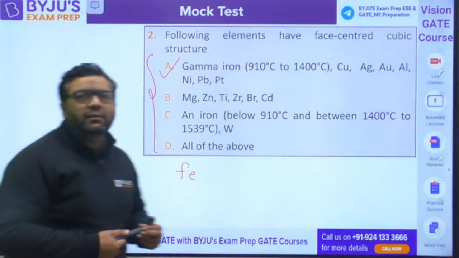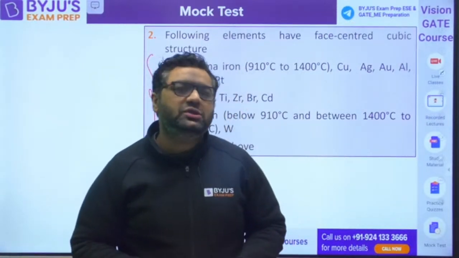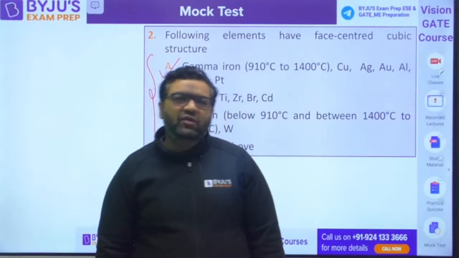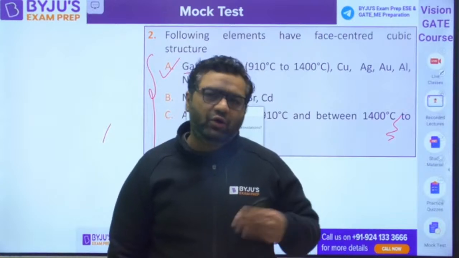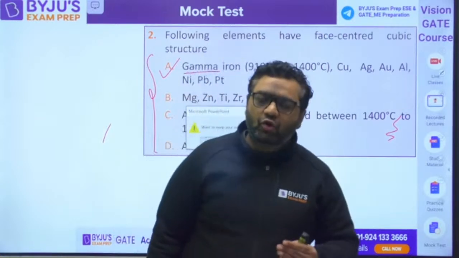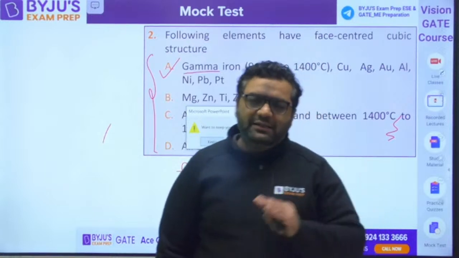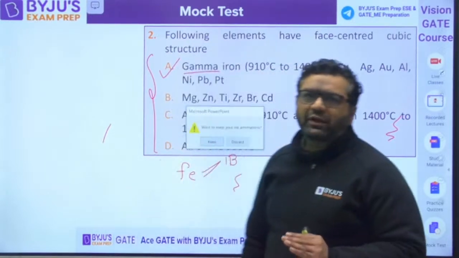So when we are talking about iron, iron is said to be allotropic iron because iron shows different behavior at different temperature and pressure. And if a material shows different behavior at different temperature and pressure, we call it allotropic. So iron is said to be allotropic iron, and you know that from 910 to 1450, it is showing FCC character. Otherwise, it is showing BCC character.